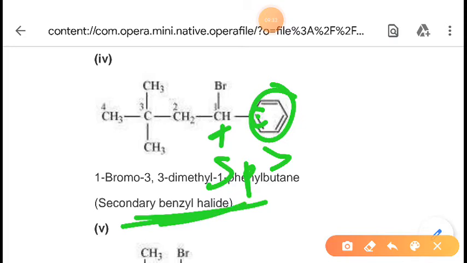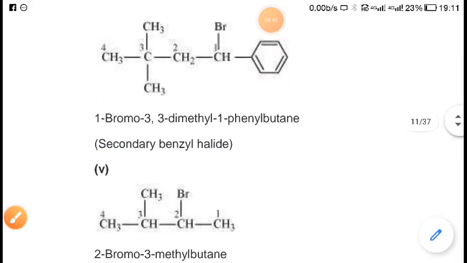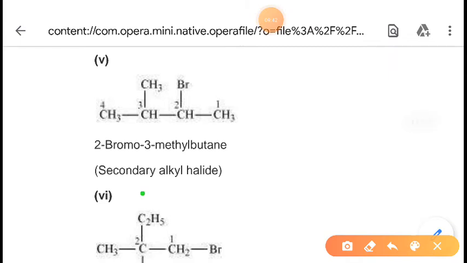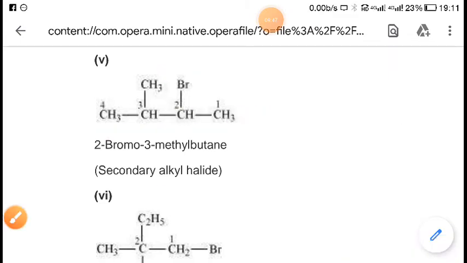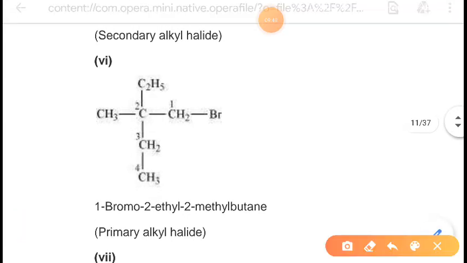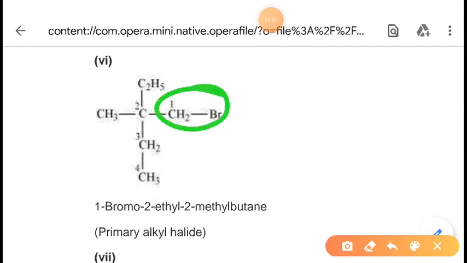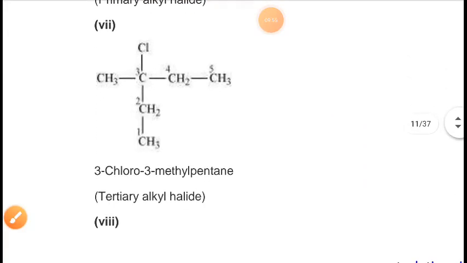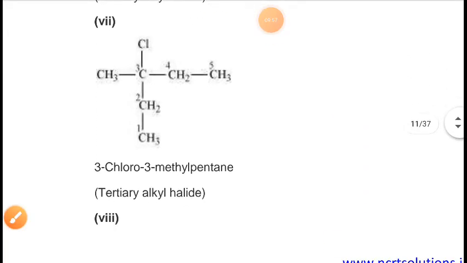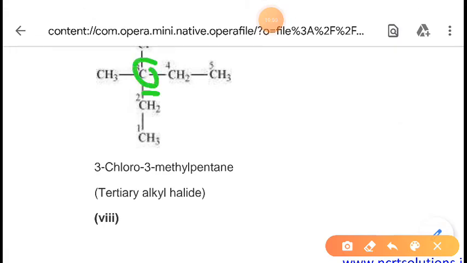Which halide is there? Secondary benzyl halide it is, because this carbon is attached to 2 other carbons. Now this is an alkyl halide, again a secondary alkyl halide, with 2 other carbons, you can see here. And this one is a primary alkyl halide, because this bromine is attached to only 1 carbon. After that, this is a tertiary alkyl halide because this carbon is attached to 3 other carbons, means it is a 3-degree carbon, so it is called tertiary alkyl halide.